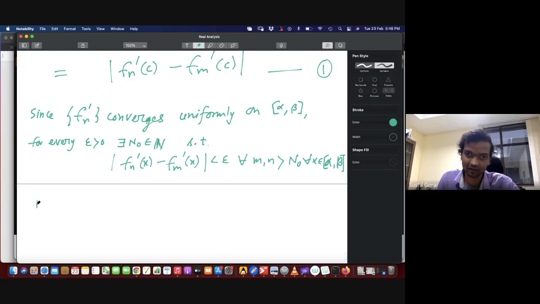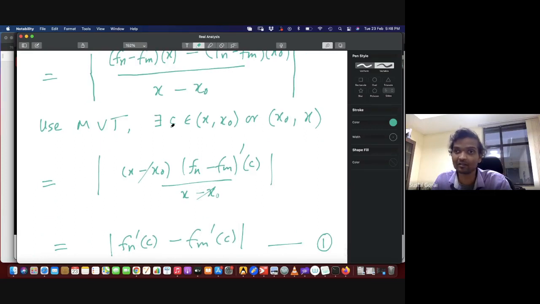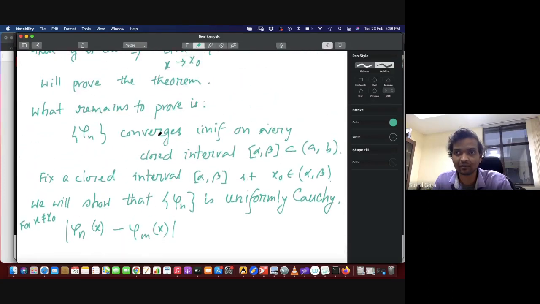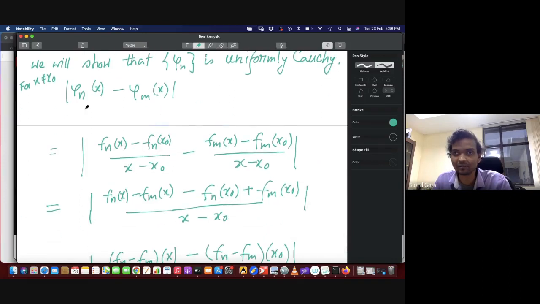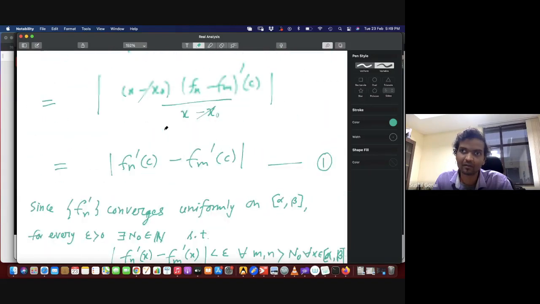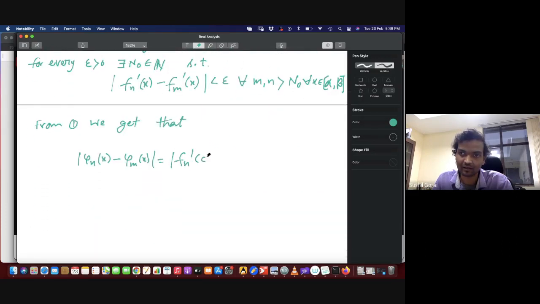Now, from 1, we get that. So this worked for this c only. The c was any point, right? We don't know what point. The mean value theorem gives an existence; it does not give the precise c. That's why we need uniform convergence. So now this gives you |phi n(x) minus phi m(x)|, which is equal to, we did not need the triangle inequality this time, |fn'(c) minus fm'(c)|, which is less than epsilon for all n, m greater than n naught, right?